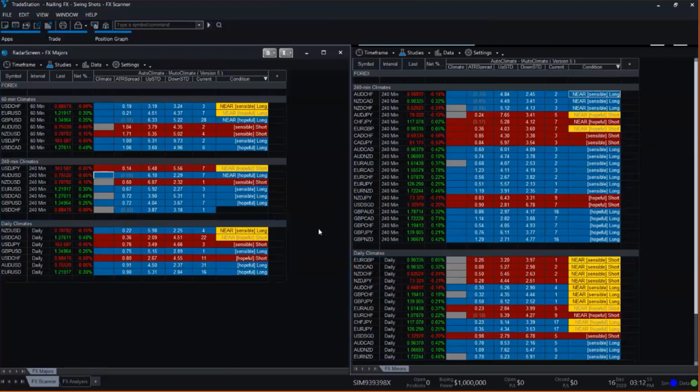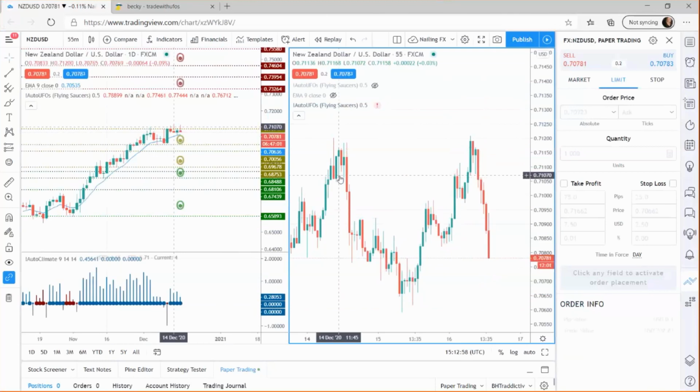So I'm using this scanner within TradeStation, but I'm now going to go to TradingView to have a look at the actual chart. Here we are. So here on the New Zealand dollar, on the left-hand side, this is where I have my daily chart.